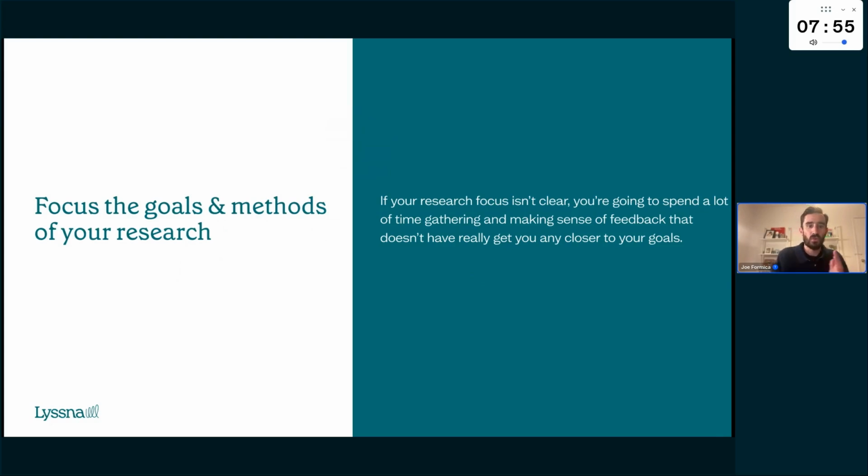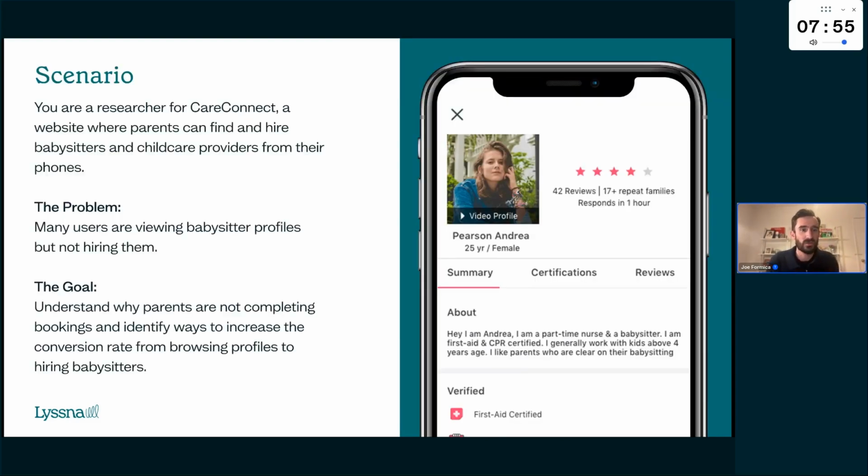Okay, so without clear research goals and methods to match them, you're going to waste a lot of time in many cases gathering and analyzing feedback that doesn't really get you closer to solving the specific problem, answering the specific question, or achieving the goals you're looking for when you start out on a new research initiative. So we're going to start this one with a quick example with an example app that I've used quite a bit before for similar lessons.